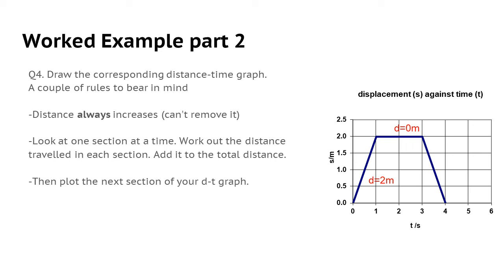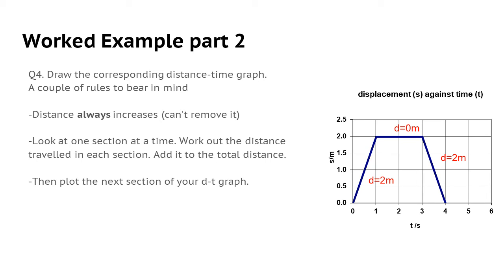The tricky bit in this graph is possibly the last section. In the last section, the object has moved from a displacement of 2 to a displacement of 0. Now that means that the displacement has actually decreased by 2, or the displacement has actually been in the opposite direction by 2 meters. But we're looking at distance here. Remember, distance does not go down, so it's a bit like walking across the road and coming back again. When you come back again, you're still covering the same distance as you did in the first part of the journey. So although the displacement comes down to 0 again, the distance here is 2 meters.